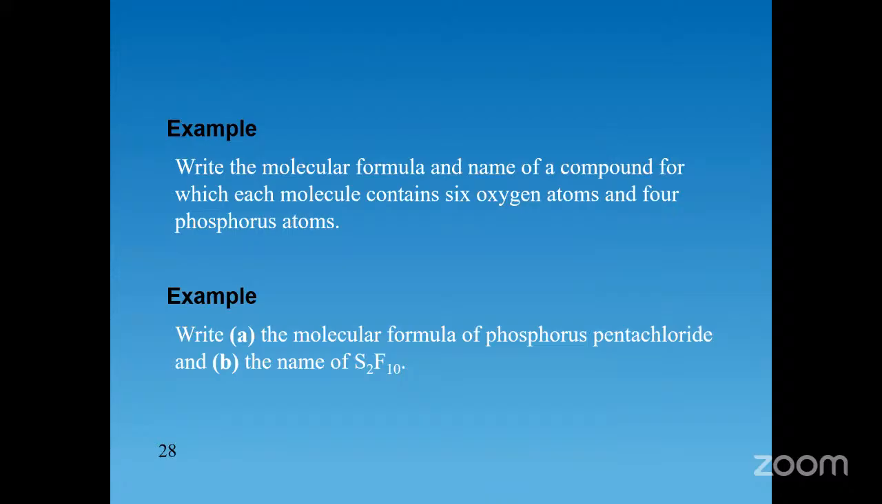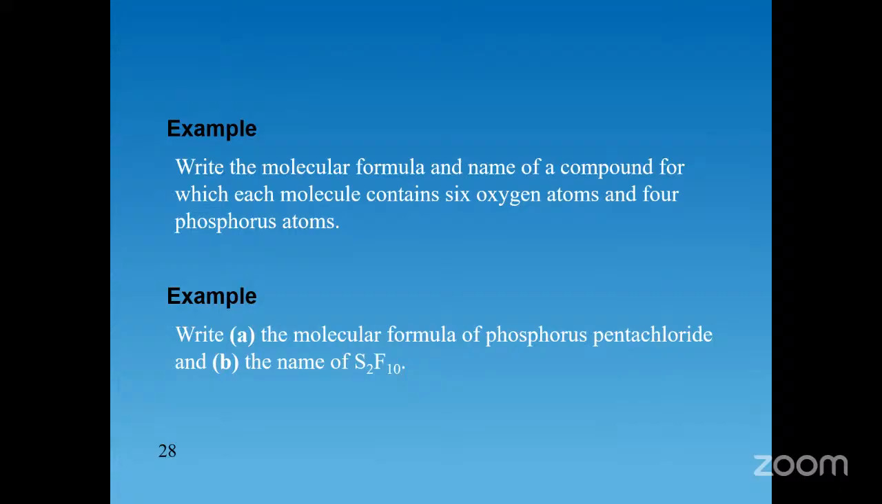Okay, so let's see if we can do these examples. It says, write the molecular formula and name of a compound for which each molecule contains 6 oxygen atoms and 4 phosphorus atoms, right? Now, the first thing we'd have to ask ourselves is, which element would go first? Let's deal with the formula first and then focus on the name after.